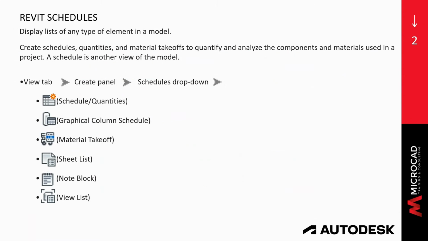From the schedule command, you can create your sheet list. The note block allows you to create schedules out of annotation elements. There are people that use that instead of keynotes. And in the later releases of Revit, you can create a view list. I found that new schedule type to be incredibly useful when Autodesk put that into the software, which was about 2 or 3 years ago.